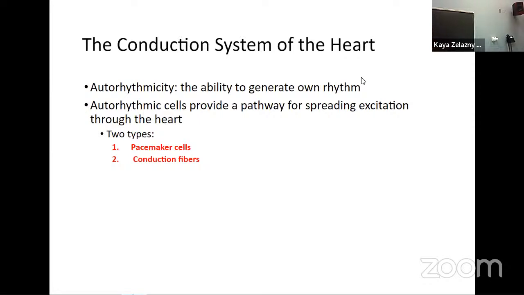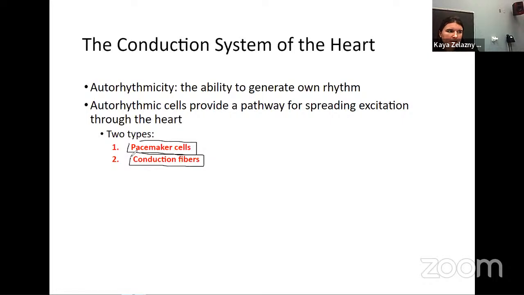Which is awesome, actually. These autorhythmic cells that have their own pulses of electricity, it's just part of how the cells work, are going to be responsible for kickstarting the contraction of heart muscle cells, so the actual cardiac muscle. Our autorhythmic cells are going to form part of our conduction system. So conduction, we're sending this signal through the heart to contract it. And we're going to have two types of autorhythmic cells. We got pacemaker cells, and we have conduction fibers.